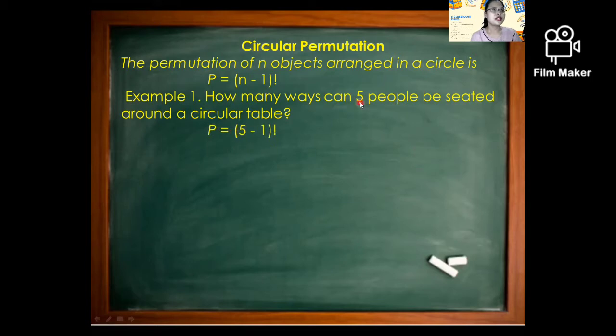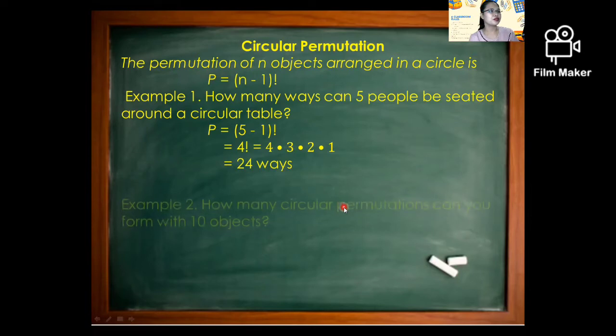Since the value of n is 5, so that is permutation is equal to 5 minus 1 factorial. Simplify first the number inside the parentheses. So 5 minus 1 is 4. Then you have factorial. 4 factorial is also equal to 4 times 3 times 2 times 1. Or simply, 4 times 3 is 12, times 2 is 24, times 1 is also 24. So there are 24 ways the people can sit around a circular table.